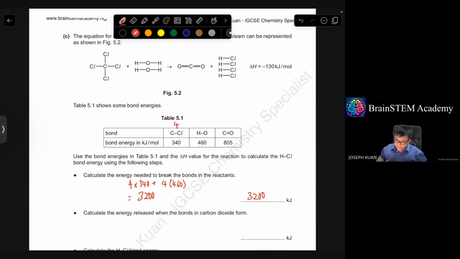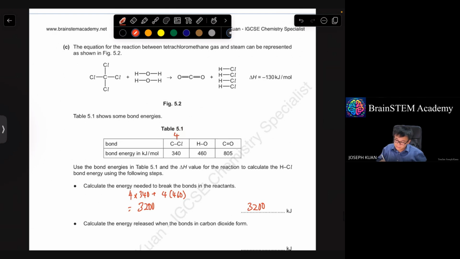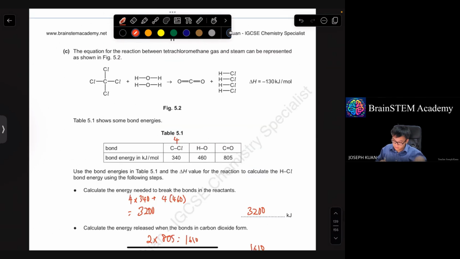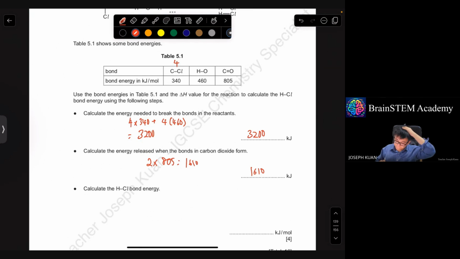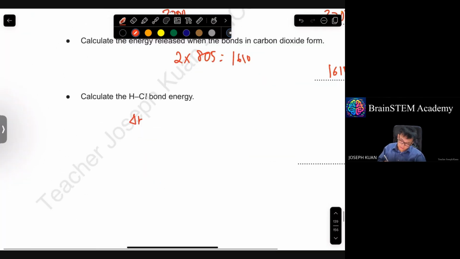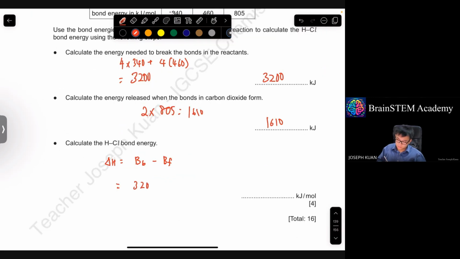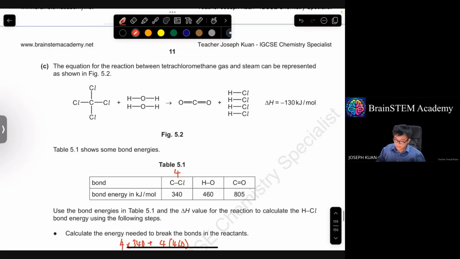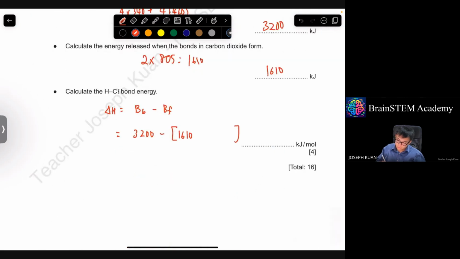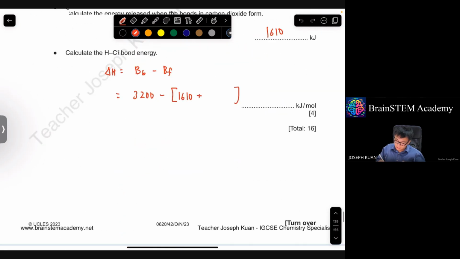Next, calculate the energy released when the bonds in carbon dioxide form. So only carbon dioxide will be 2 times 805, which is 1610. Calculate the HCl bond energy. Okay, so delta H is bond breaking minus bond formation energy. Bond breaking energy is 3200. Bond formation, we know for carbon dioxide, which is 1610, but we don't know for certain how much is required to break 4 HCl bonds.